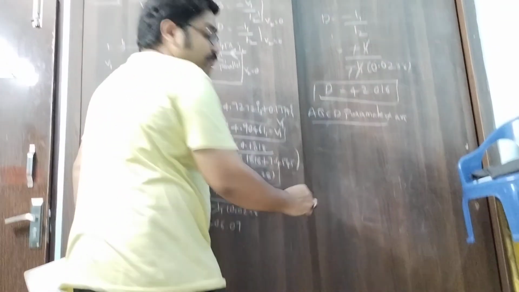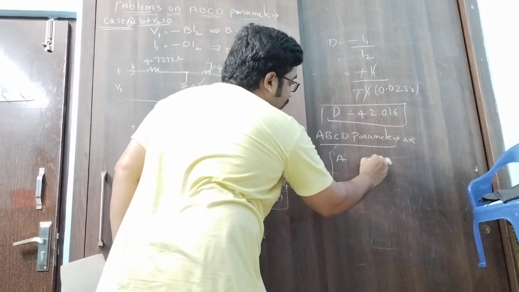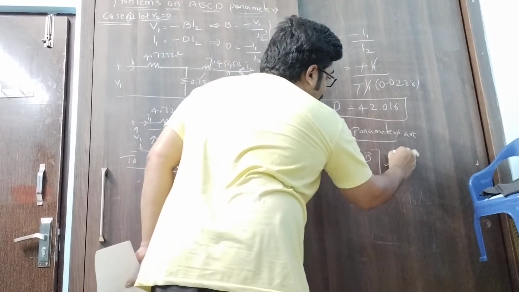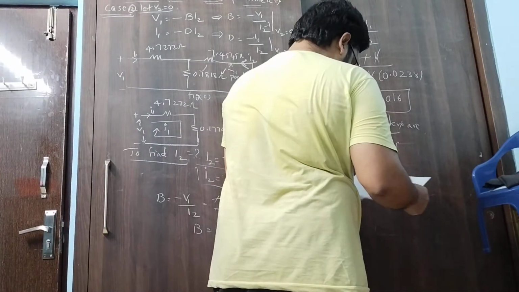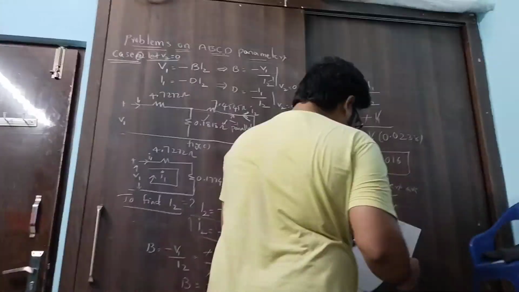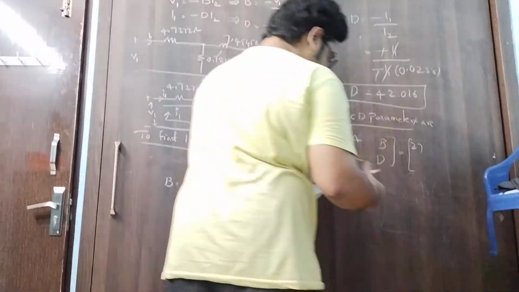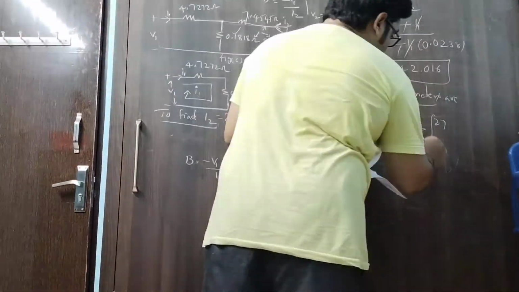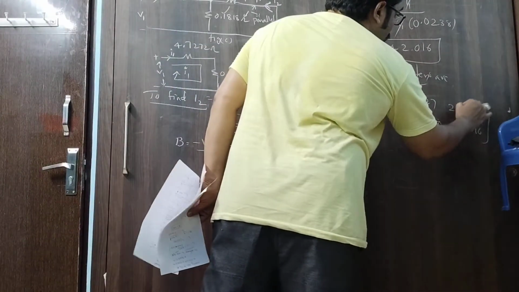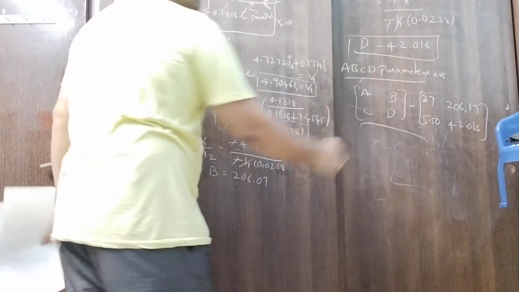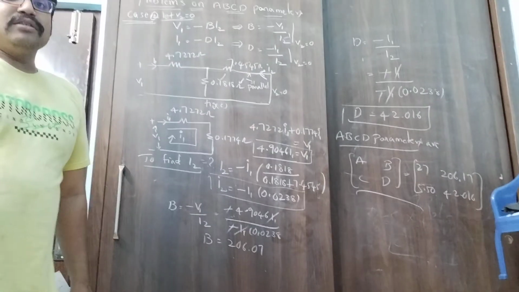Therefore, what are the ABCD parameters? A, B, C, D: the value of A you have got is 27, the value of C you have got is 5.50, and the D value is 42.016. At the same time, you have got the value of B is 206.17. So this is the answer for this question.